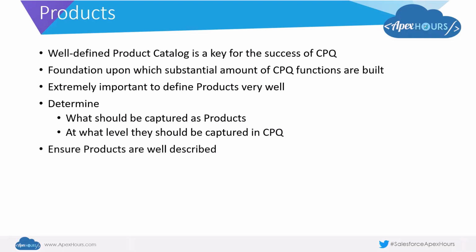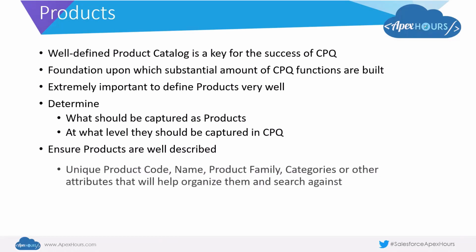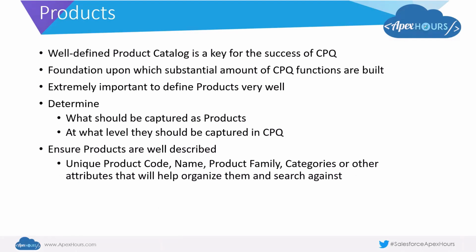So in addition to defining what the customer products are and the level at which they need to be captured in Salesforce CPQ, make sure that the products are well described. Things like unique product codes, product family, categories, or other attributes that will help organize them and which users can search against. This will make a huge impact down the road for the efficiency of the CPQ process.